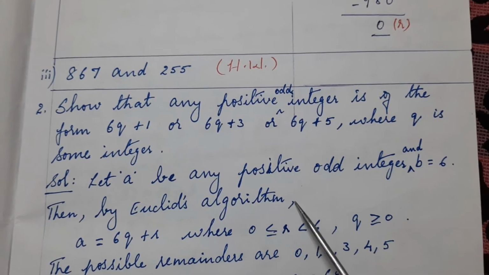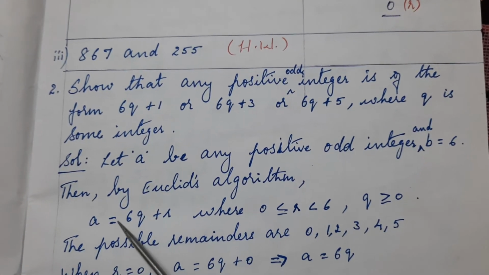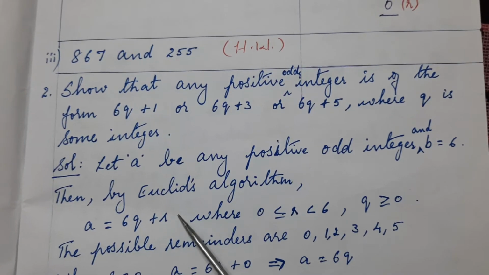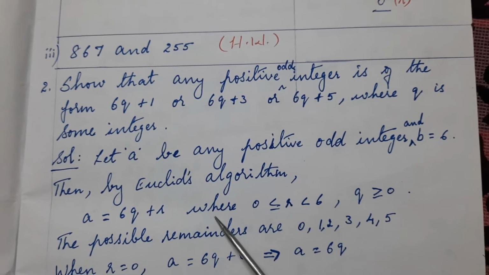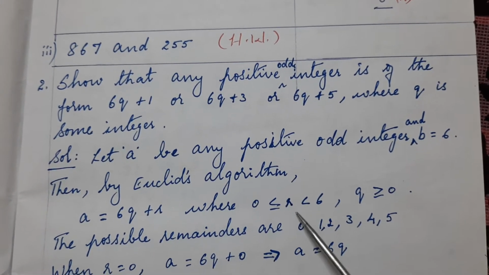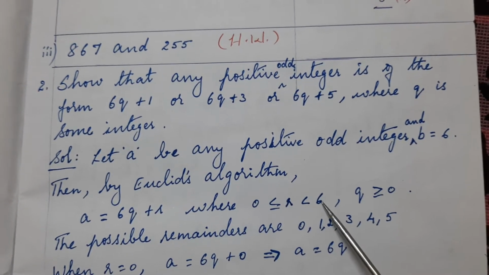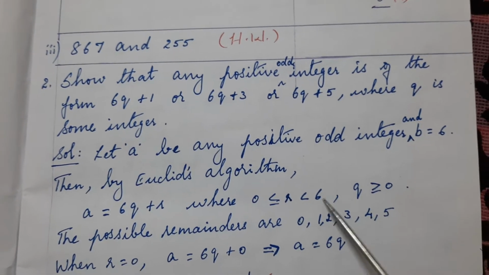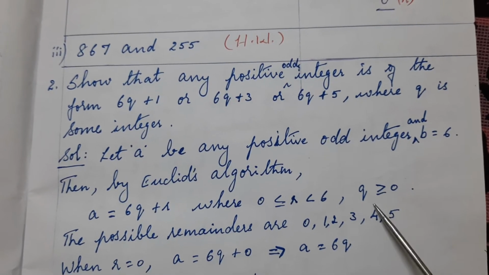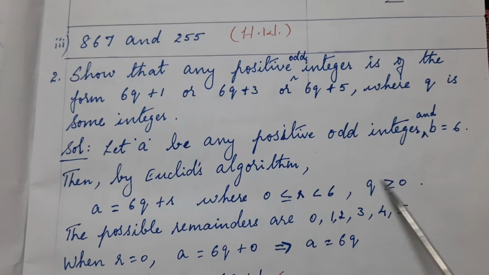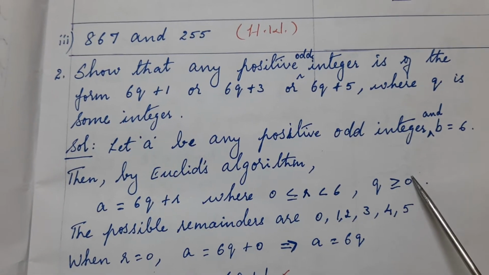Then, by Euclid's algorithm, a is equal to bq plus r. So, a is equal to 6q plus r, where the condition is 0 less than or equal to r less than 6. That means r lies between 0 and 6. It should not be more than 6. And q greater than or equal to 0. That means the quotient is always greater than or equal to 0. That is the condition. It's very important. You have to write this.